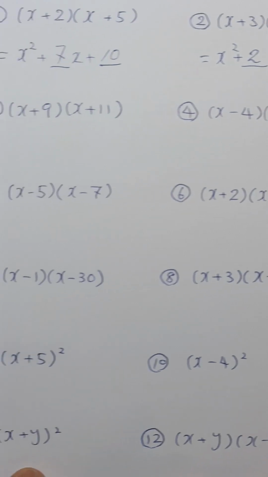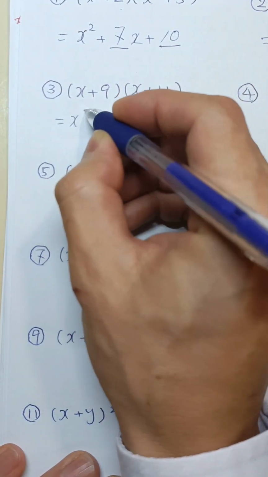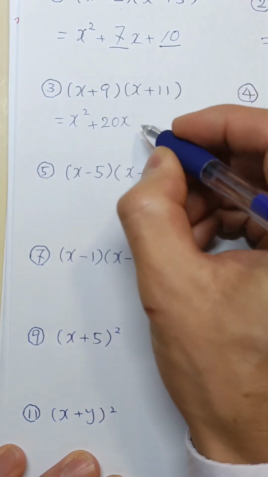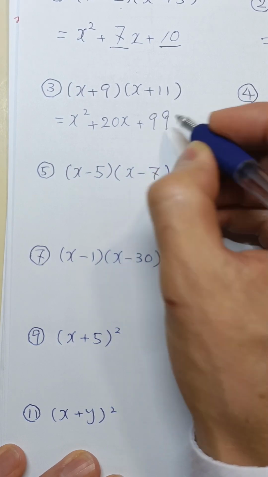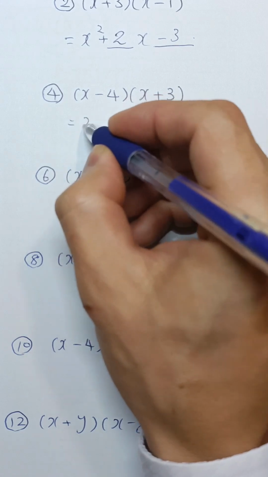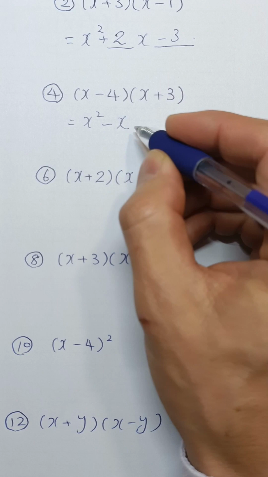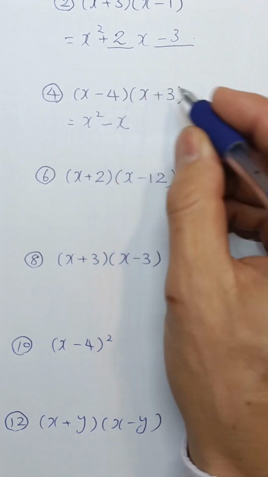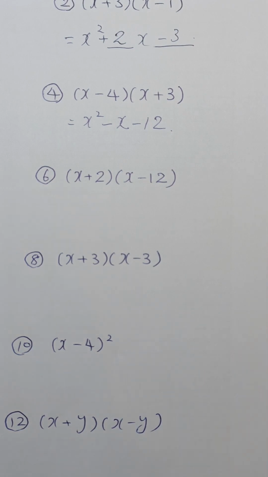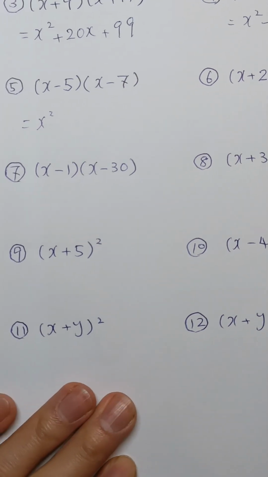Next one, if you want to expand this one, x squared, adding together plus 20x, multiplying together, which is 99, like that. Next one, x squared, adding together negative x, negative 1x, isn't it? And then multiplying together, negative 12.